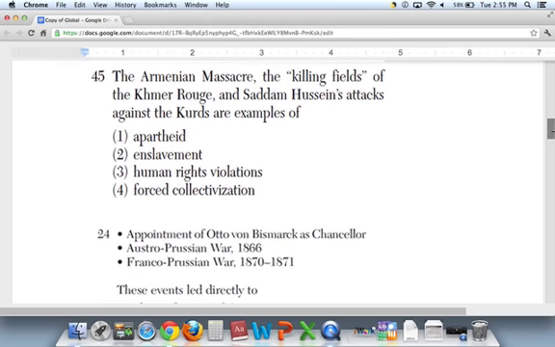Number 45. The Armenian massacre, the killing fields of the Khmer Rouge, and Saddam Hussein's attacks against the Kurds are examples of 1. Apartheid, 2. Enslavement, 3. Human rights violations, and 4. Forced collectivization.